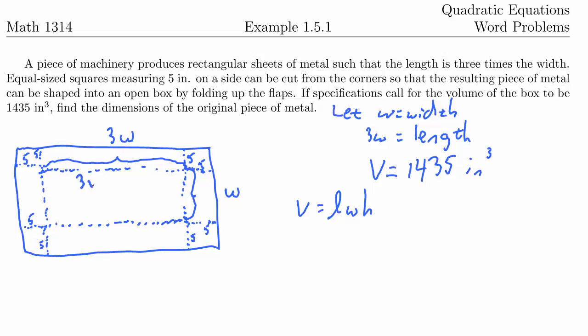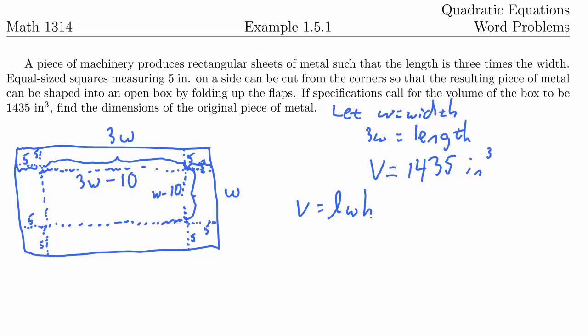Well, 3W has something to do with it. Notice because I'm cutting out 5 inches there, and I'm cutting out 5 inches there, that I'm cutting out 10 inches from each side. So the length is actually going to be 3W minus 10. The same thing for the width. The width, 5 inches there, 5 inches there, so it's actually W minus 10.